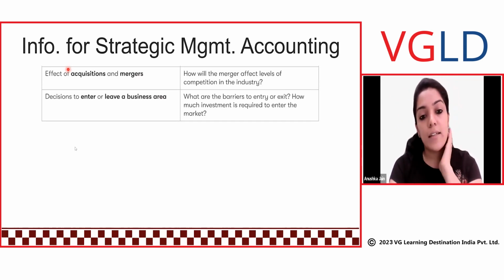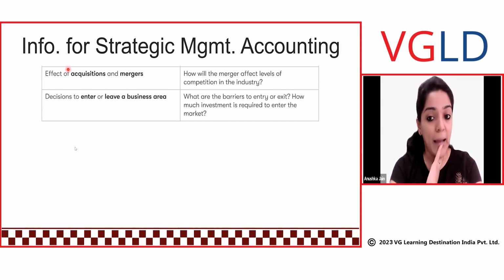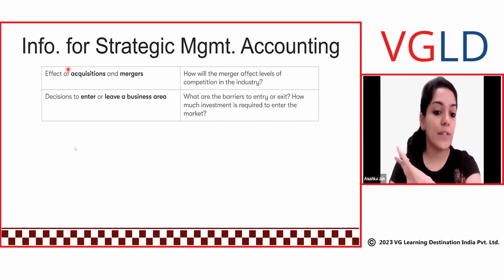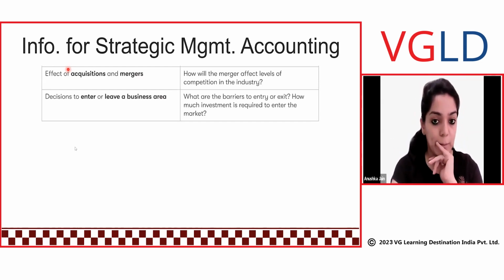And last is the decision to enter or leave a business area. So what are the barriers to entry or exit? Let us say Flipkart is planning to enter into a new business area. What are the barriers to entry? Or if I want to exit that business, what are the barriers? Will I be allowed to exit or not? What are the government regulations? How much investment is required to enter the market? All of these aspects are going to be evaluated.